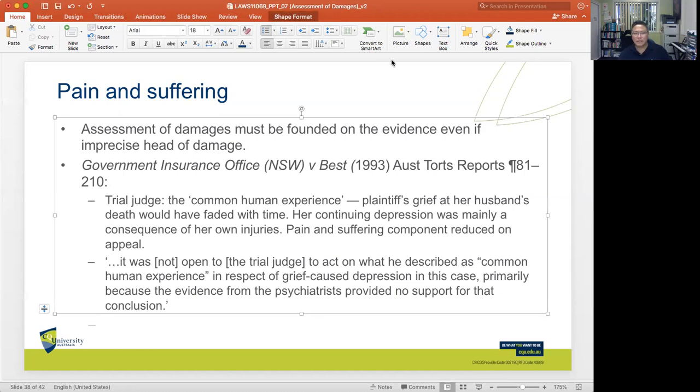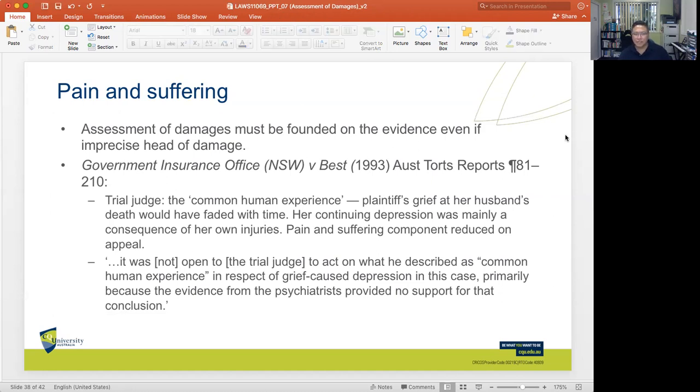Now, the case of Government Insurance Office, New South Wales versus Best: in this case, the trial judge based the assessment of pain and suffering on common human experience. And so here the judge was saying that the plaintiff's grief at her husband's death would have faded with time.